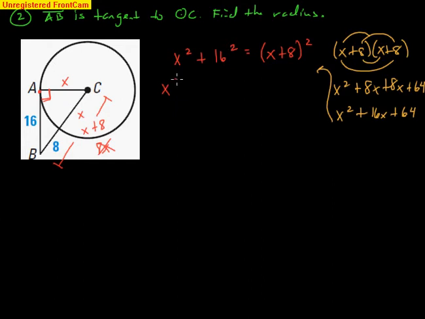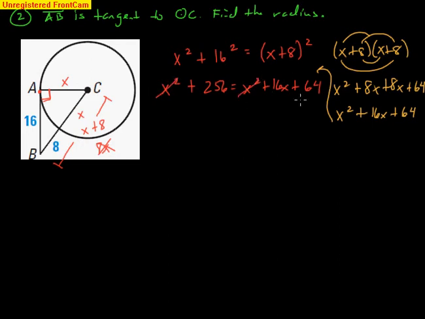So we get x squared plus 16 squared, which is going to be 256, equals x squared plus 16x plus 64. Now you say, oh gosh, Mr. Chappell, this is a quadratic problem. Well, wait a minute. x squared on one side, x squared on the other side, gone. And now it's an easier problem.